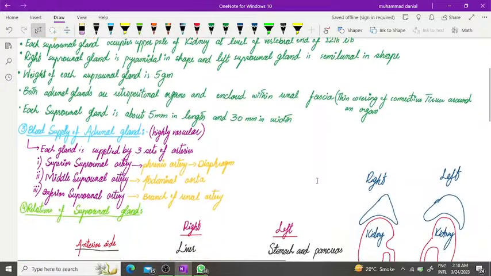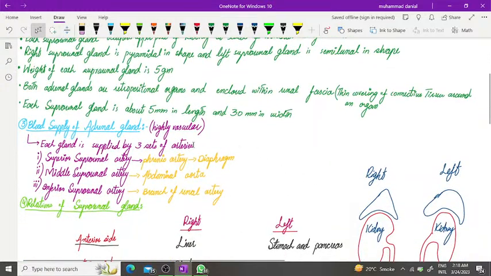Blood supply of adrenal gland. It is a highly vascular gland, and it is supplied by three sets of arteries: superior suprarenal artery, middle suprarenal artery, and inferior suprarenal artery. Superior suprarenal artery is the branch of phrenic artery. Middle suprarenal artery is the branch of abdominal aorta, and inferior suprarenal artery is the branch of renal artery.